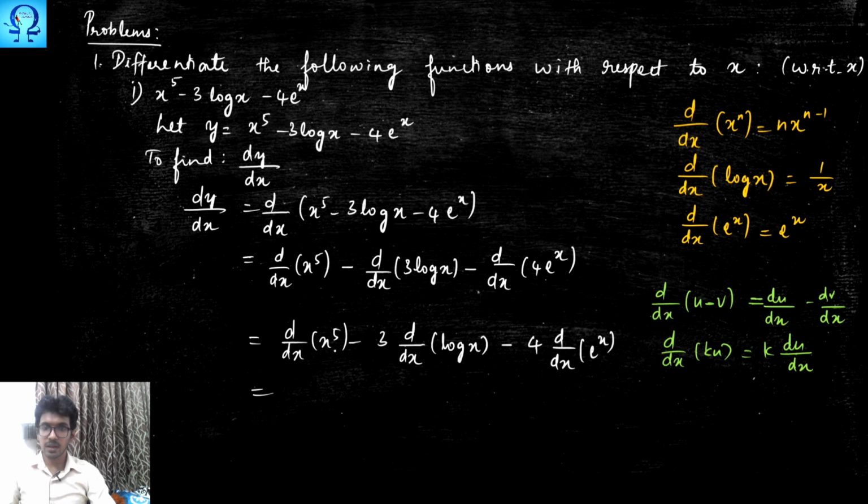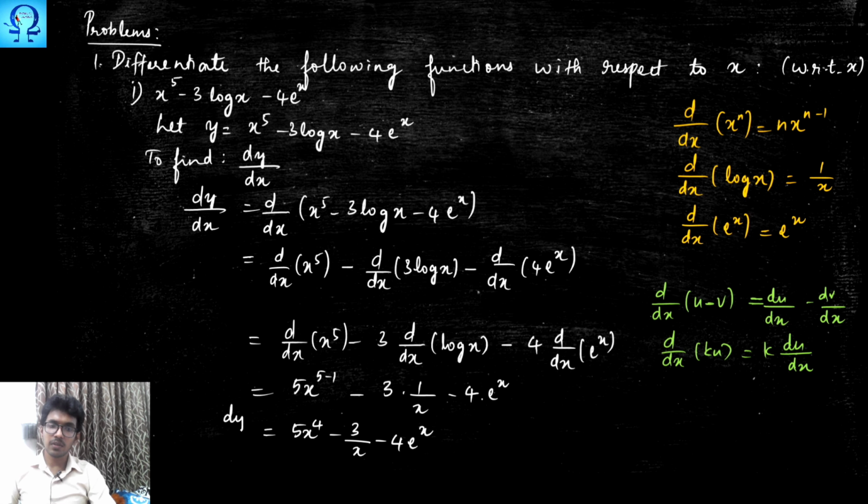When you apply the formula, it is in the form of x power n. In the place of n, we have 5, so it is going to be 5 times x power 5 minus 1, minus 3 times 1 upon x, minus 4 times e power x. When you simplify this, you get 5x power 4 minus 3 upon x minus 4 e power x. So this is your derivative value. We'll move to the next problem.